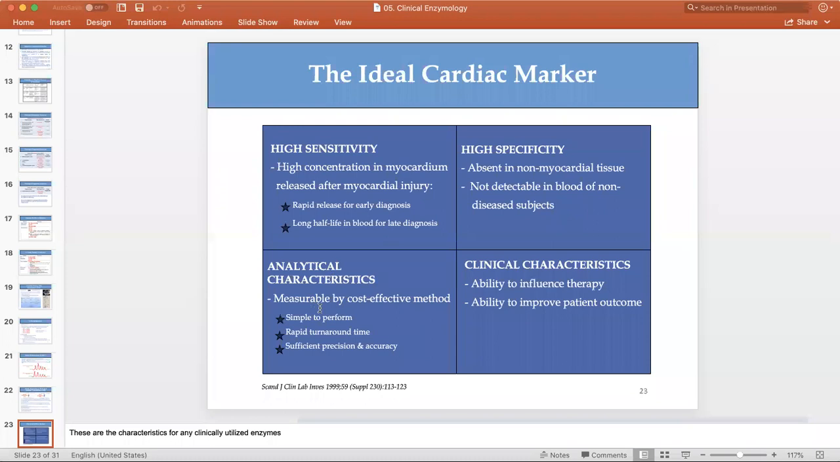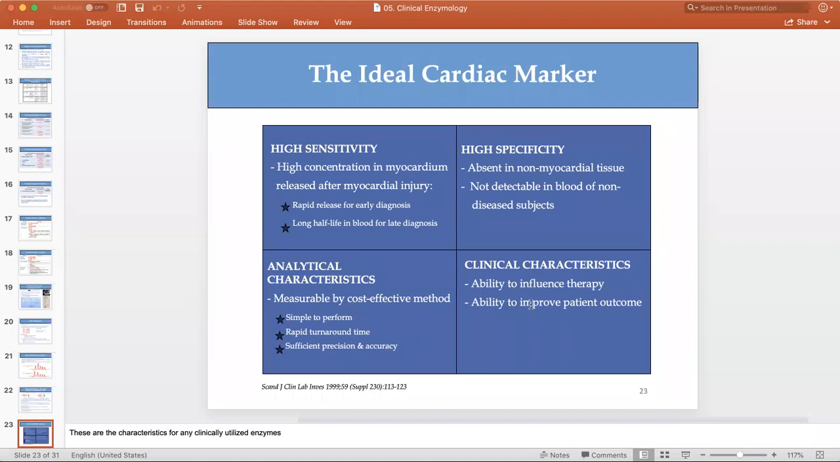What about the other characteristics that we have to know? One of them is a cost-effective method. Not all hospitals can afford all the tests, so it has to be cost-effective. It should give good results, so it should be simple to perform. It should have quick results. It should have a good precision. It should have a good accuracy.